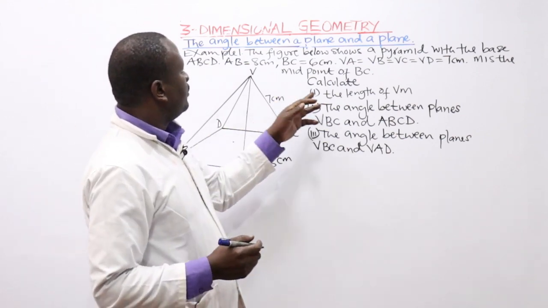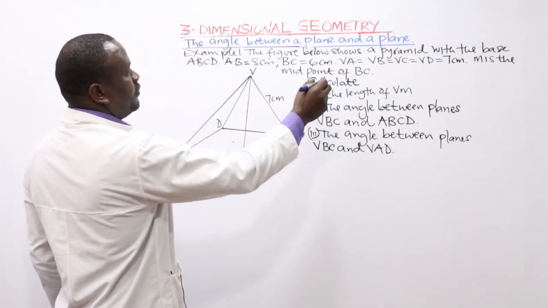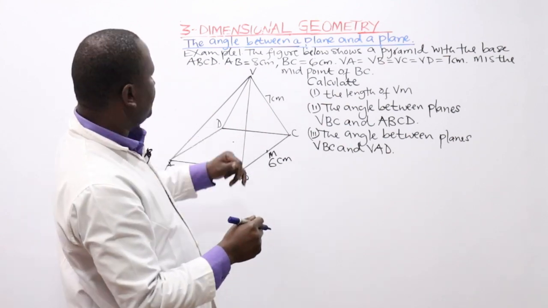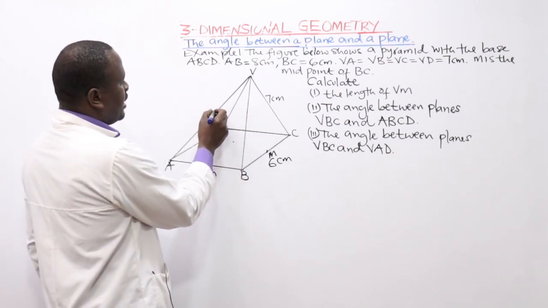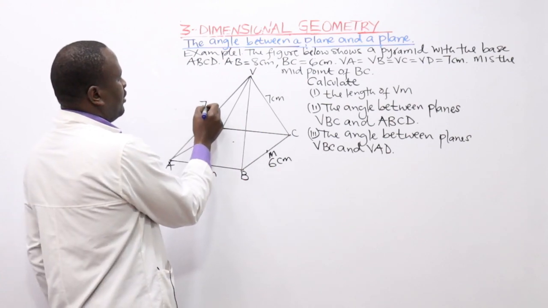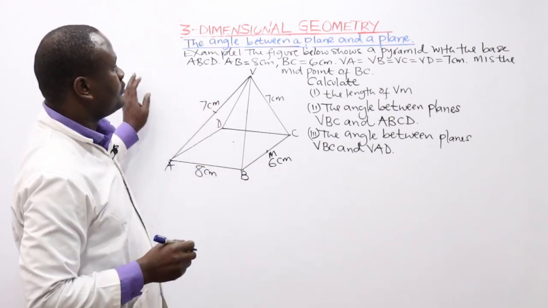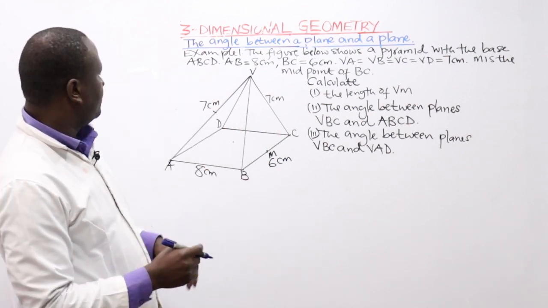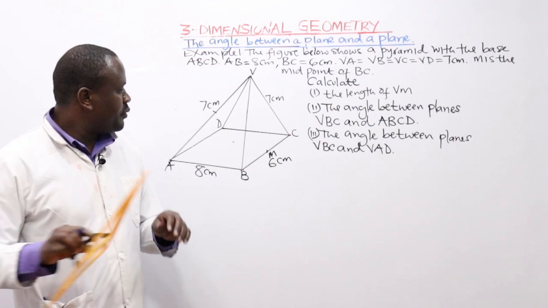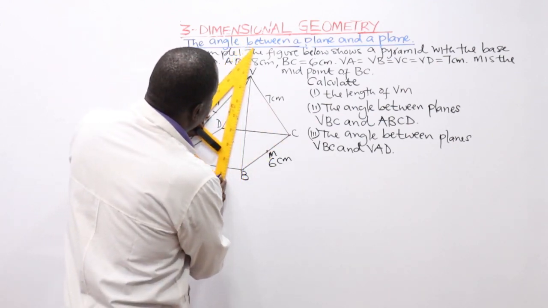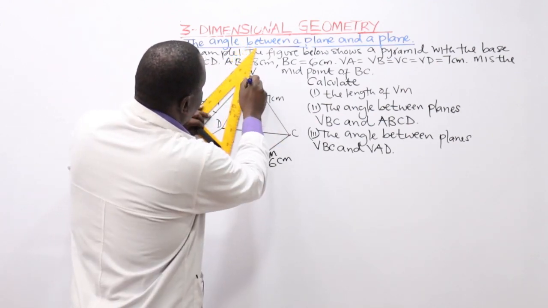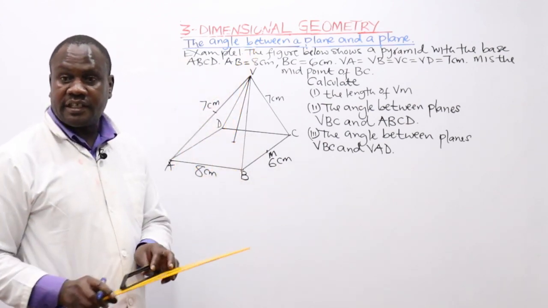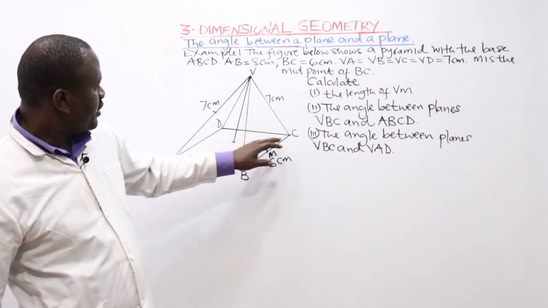Now, VA is equal to VC is equal to VB is equal to VD. So in other words, these are the slant edges. They are all 7 centimeters. Okay? Now, that means that we will have the height directly at the center of this rectangle, at the intersection of the diagonals.